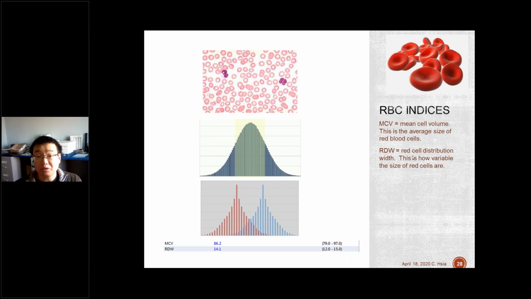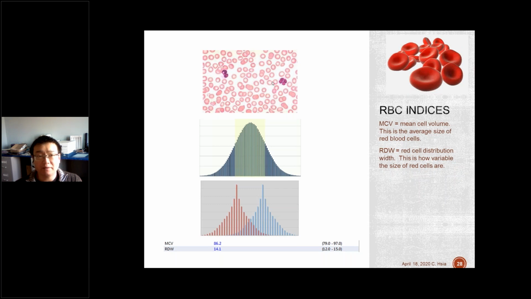The RDW also gives us clues as well. It tells us how variable the sizes of these red cells are. In this picture here, you can see that the size of these red blood cells, they seem to be very, very uniform looking. They kind of look the same.